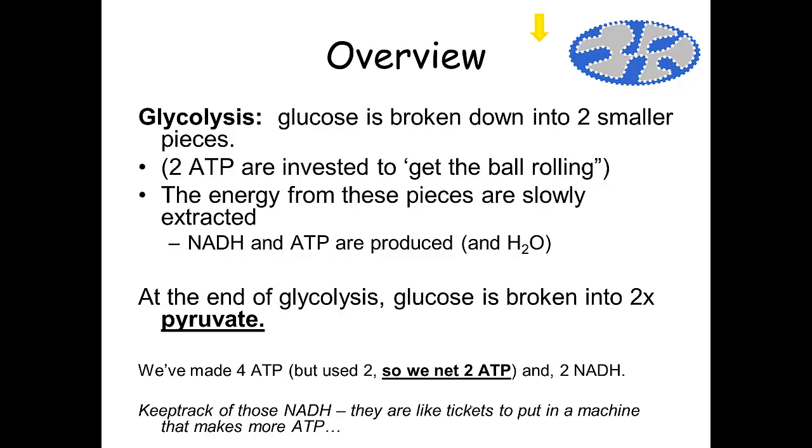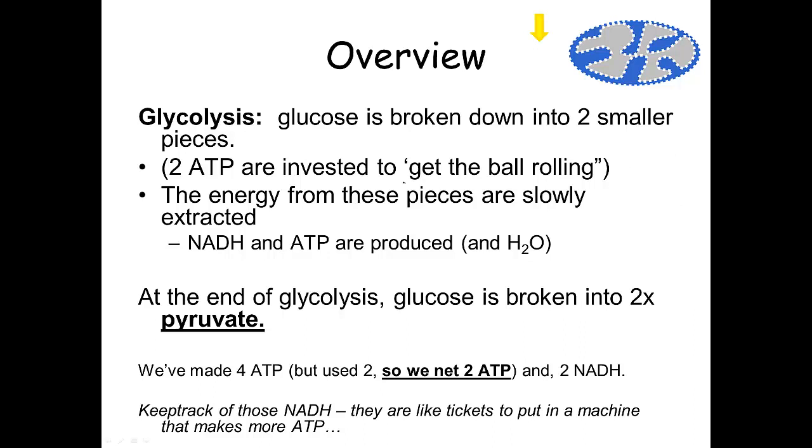So step 1, glycolysis. Glycolysis is when glucose is broken down into 2 smaller pieces. 2 ATP are invested into this process to, quote, get the ball rolling. Imagine you have a ball at the top of a hill, and it's got a lot of potential energy because it's high off the ground. You kick it a little bit. That requires energy. However, the amount of energy the ball gives off on its way down is substantially more than the energy you put in.